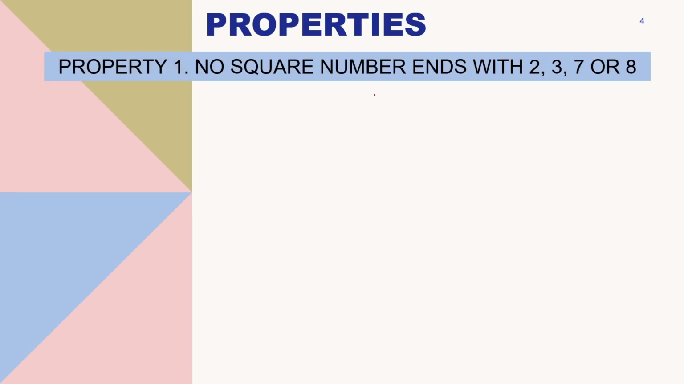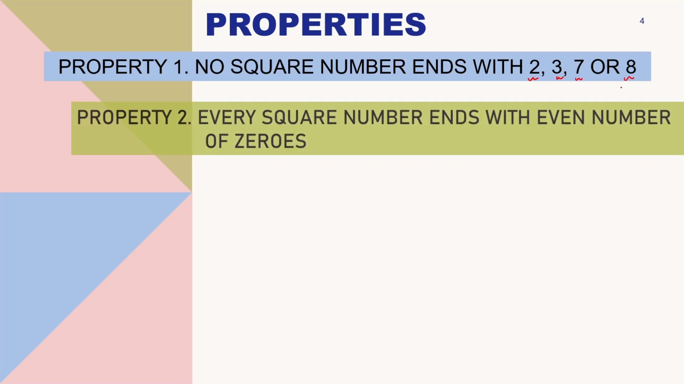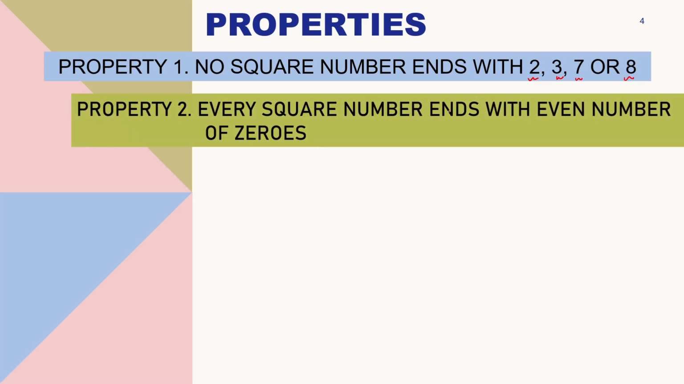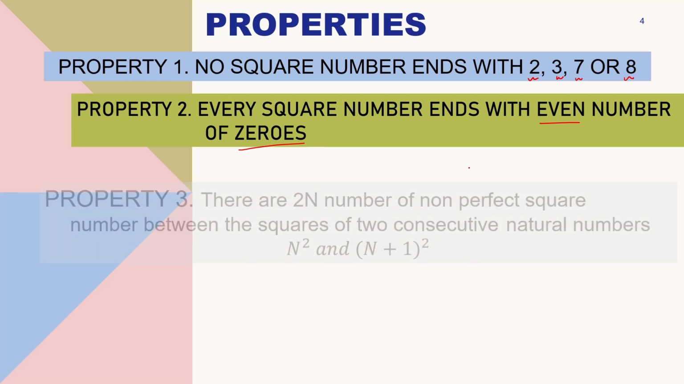First is properties. No square number ends with 2, 3, 7 and 8. If any number is ending with 2, 3, 7, 8, that number is straight away not a square number. Property number 2 says every square number ends with even number of zeros. So there will always be even number of zeros, 2, 4, 6 or 8.